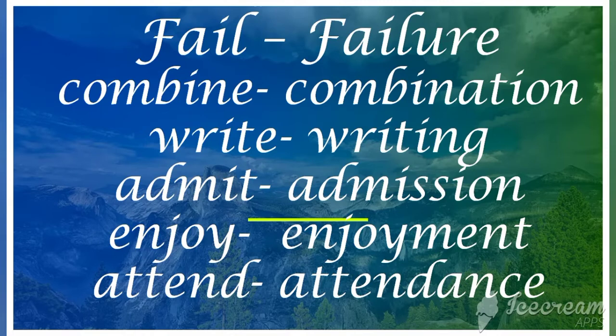And admit is a verb, and admission, by adding sion, is made into a noun. And enjoy is a verb, and enjoyment comes as a noun. And attend, when it is simply given, is a verb, and attendance is the noun form. I think you can understand what I am saying. So this is how a word from a verb is changed into a noun form.